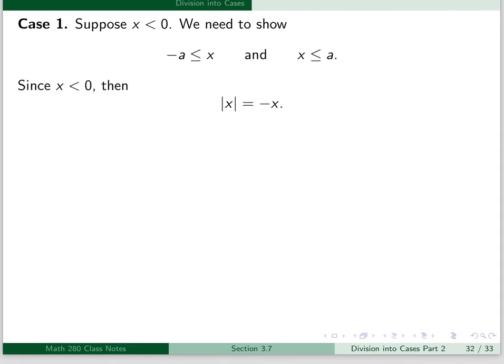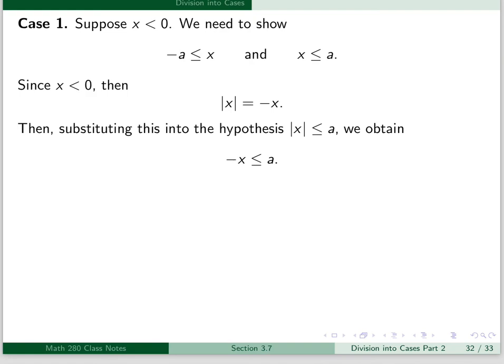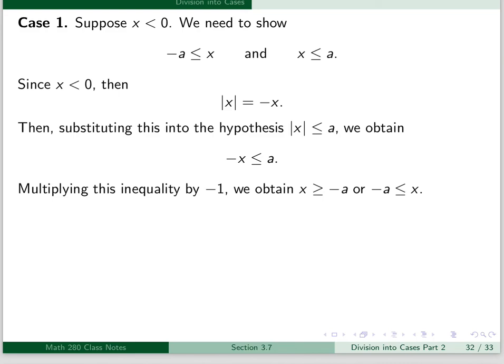Now, since x is less than 0, then we know that the absolute value of x is going to be equal to negative x. Then substituting this into the hypothesis, absolute value of x is less than or equal to a, we just obtain minus x less than or equal to a. And multiplying this inequality by negative 1, we obtain x is greater than or equal to minus a. We have to flip the inequality around. Or we can rewrite this inequality with the minus a on the left, and we obtain minus a less than or equal to x. And so this is the first of our two inequalities that we need to show.